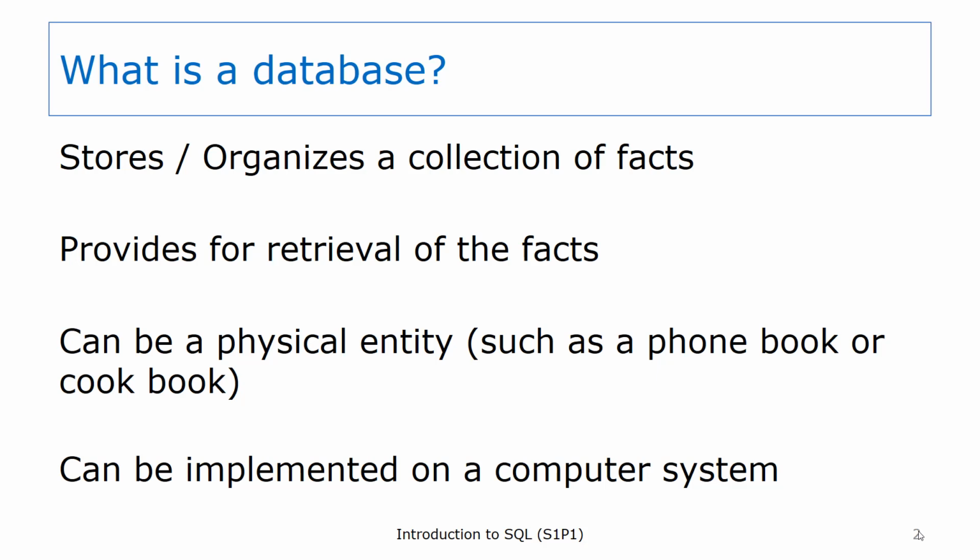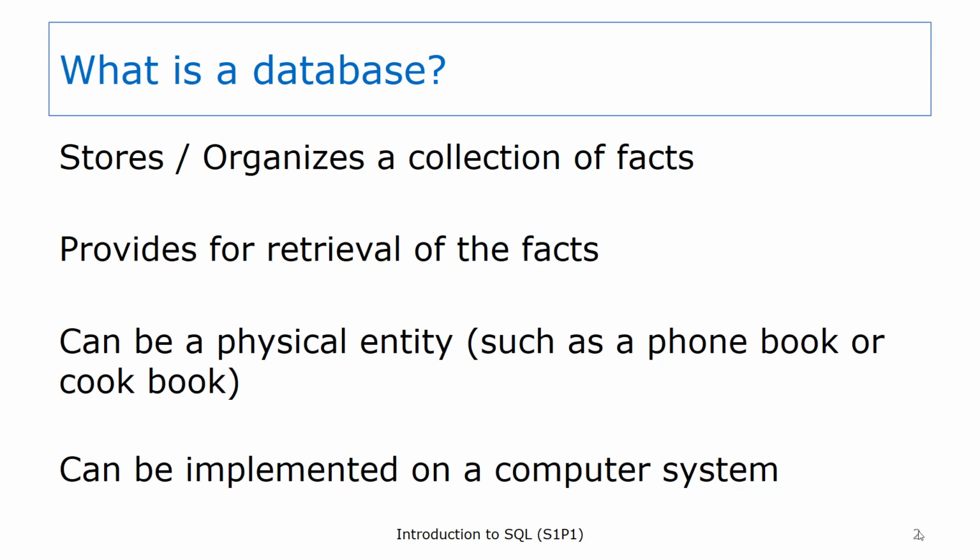A database is an entity that provides for the storage and organization of related data or information. For example, a phone book or cookbook can be considered a type of database. Those books store information and let you easily look up facts, for example, the telephone number of a person or company, or a recipe.